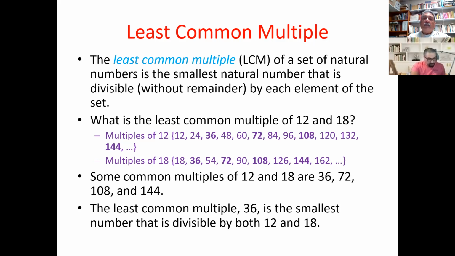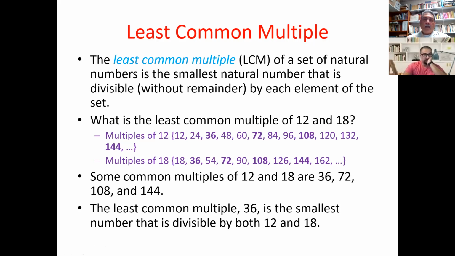For example, we want to find the LCM of 12 and 18. What are the multiples of 12? Well, 12 times 1 is 12, times 2 is 24, times 3 is 36, and so on, up to 144. Multiples of 18: 18 times 2 is 36, and if you keep going and look at them, the common multiples are the ones in bold. They are 36, 72, 108, and 144. The least common multiple is 36. That's the smallest number that is divisible by both 12 and 18 with no remainder.